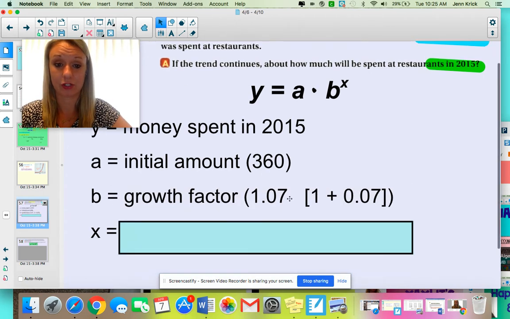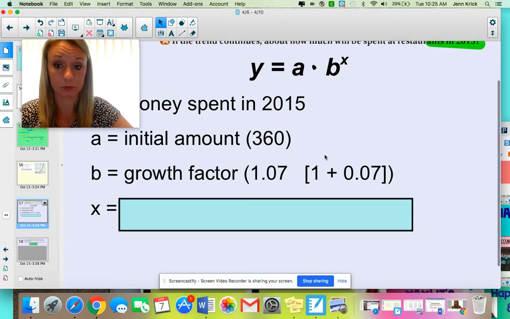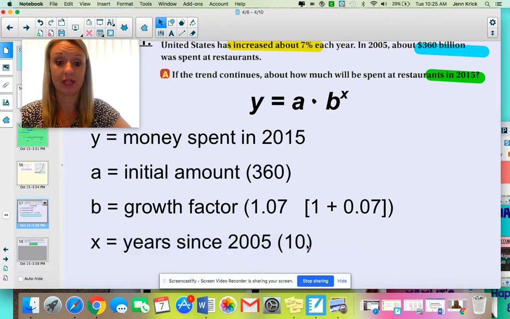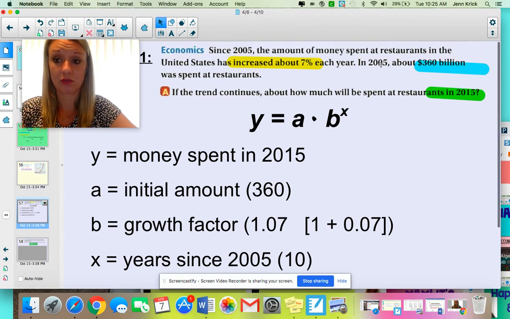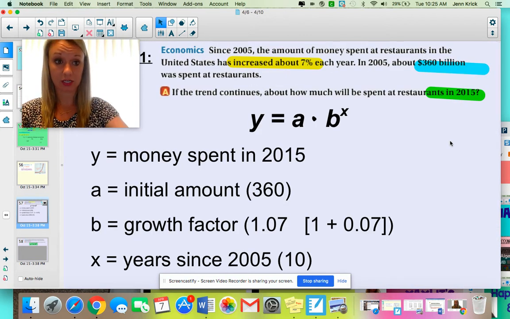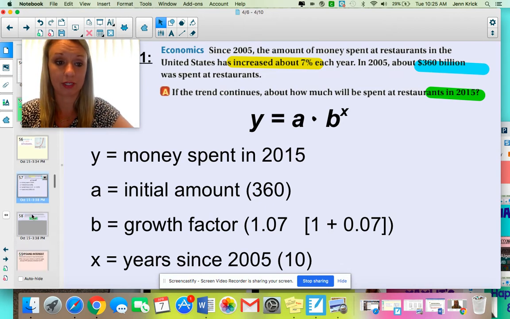And this is kind of how I show you here. So what's going to go in for B is 1.07 here. Okay, and then X, this is your exponent that we have to fill in. That's the number of years since 2005. So if I started in 2005 and I'm looking at 2015, I know that there have been 10 years since 2005, so that's what I'm going to plug in there. And I believe the book also told you that, I just didn't crop it all in here.